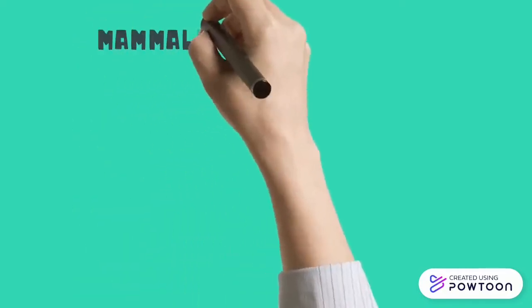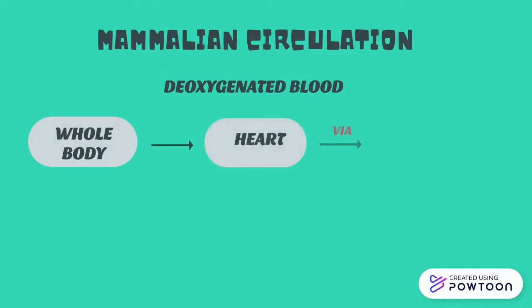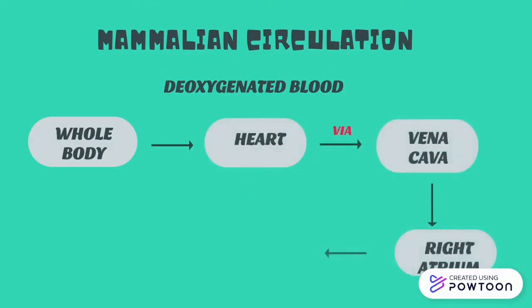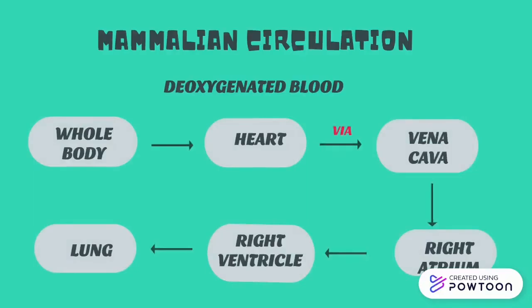This is the flow of the deoxygenated blood. The blood from the body will enter the heart via the vena cava and enter the right atrium. From the right atrium, blood will pump to the right ventricle, and the right ventricle will pump deoxygenated blood to the lung via the pulmonary arteries.